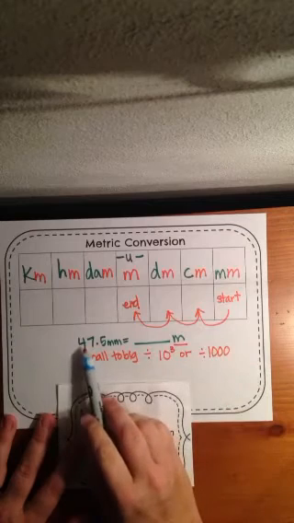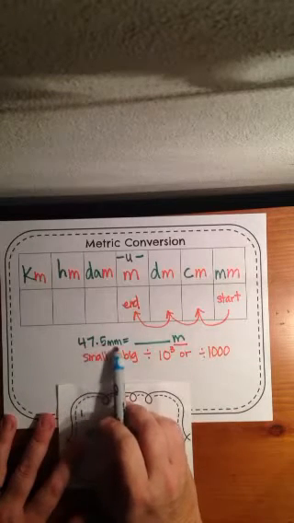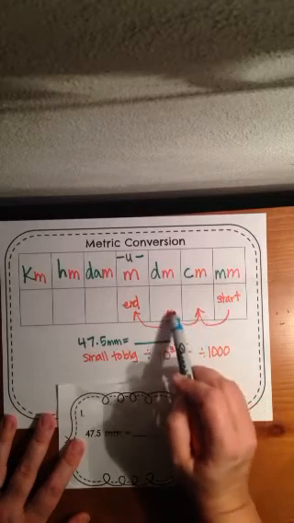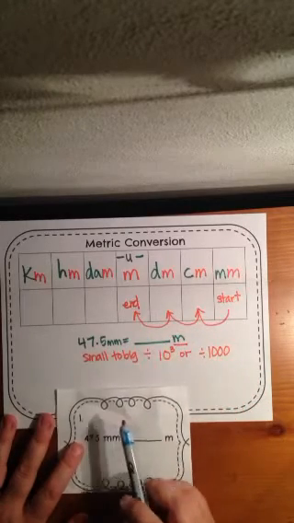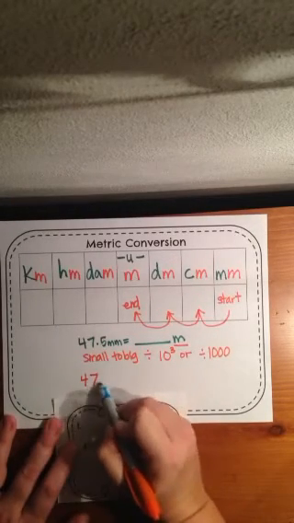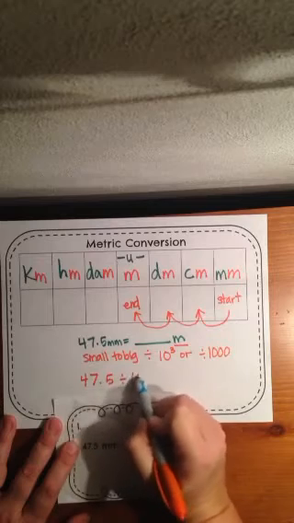So in order to get 47 and 5/10 millimeters converted over to meters, we would have to divide by 1,000, or 10 to the third power. So I'm going to do that. 47.5 divided by 10 to the third.